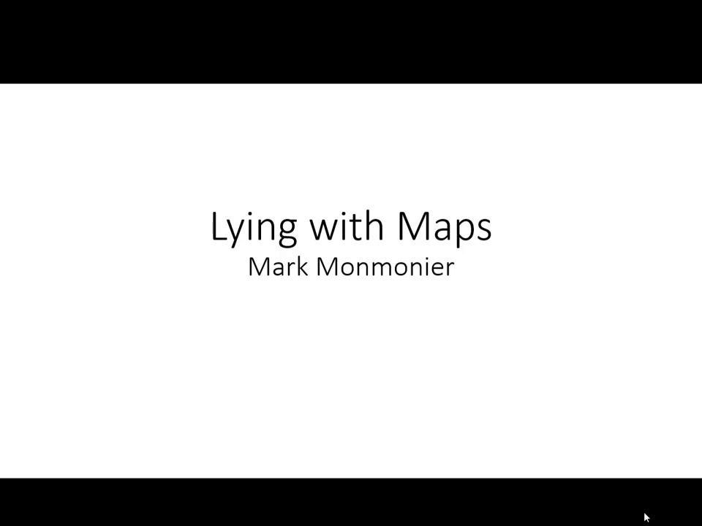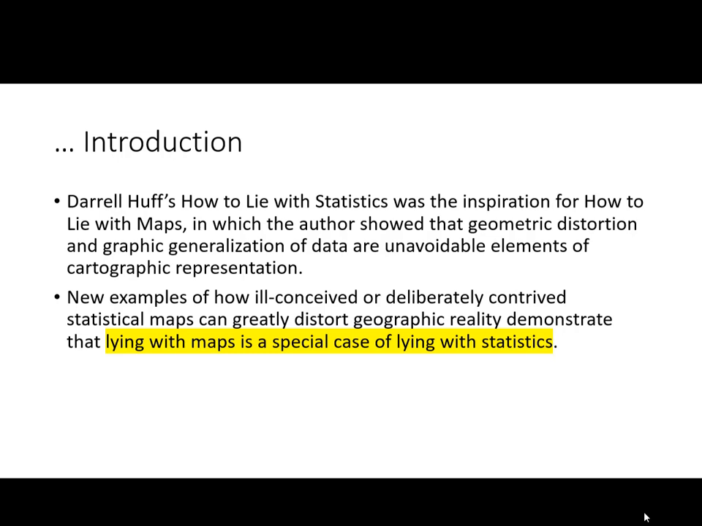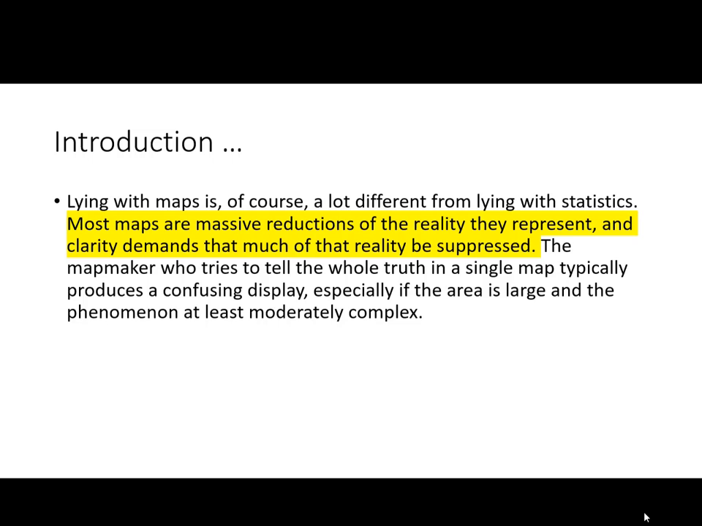Lying with maps, which is the last section before the conclusion. It's an article written by Mark Monmonier. Darrell Huff, the author of How to Lie with Statistics, was the inspiration for How to Lie with Maps, in which the author showed that geometric distortion and geometric generalization of data are unavoidable elements of cartographic representation. New examples of how ill-conceived or deliberately contrived statistical maps can greatly distort geographic reality demonstrate that lying with maps is a special case of lying with statistics.